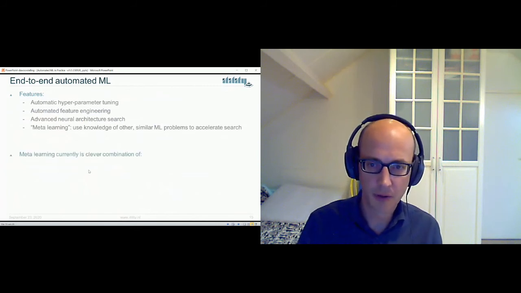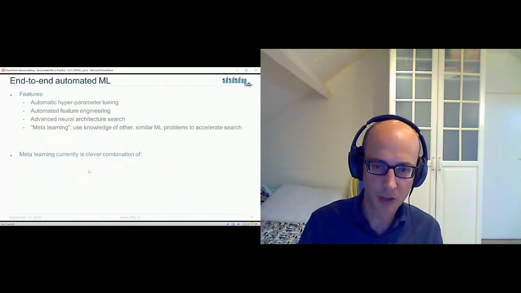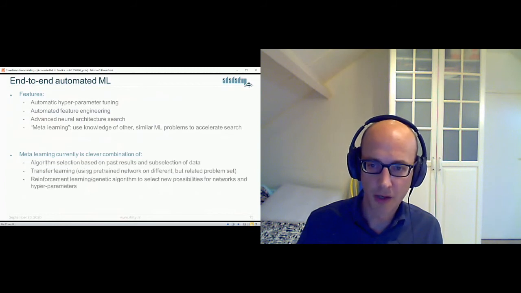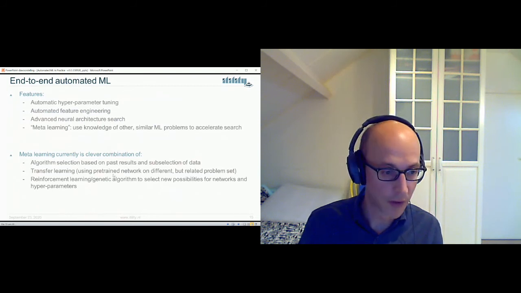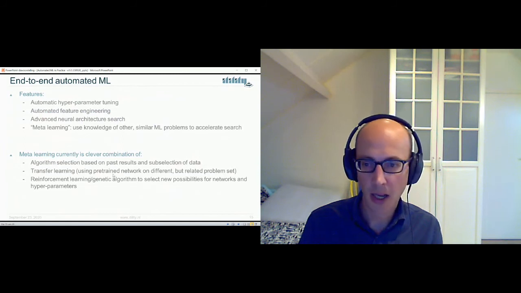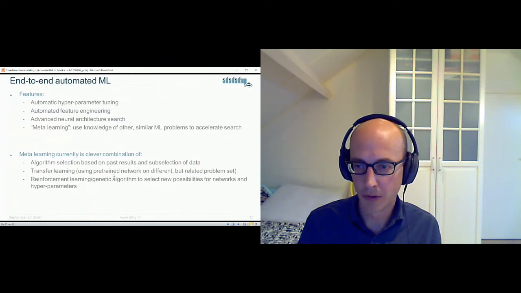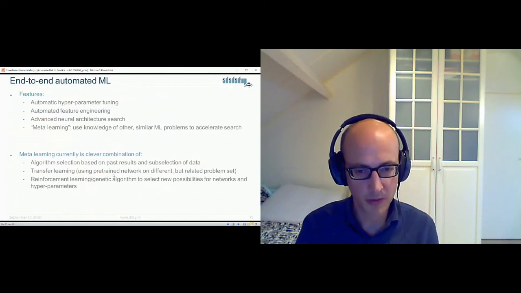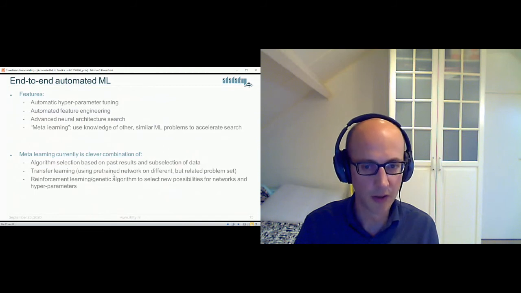And well, this sounds very fancy, but really the nuts and bolts of this is a clever combination of algorithm selection based on past results, and you try on a sub-selection of the data. There's a lot of transfer learning involved. So you have a lot of pre-trained networks on slightly different but related problem sets to start off from. And you use reinforcement learning or genetic algorithms to select new possibilities for networks and hyperparameters. And this together is the promise that this will bring us to fully automated ML.